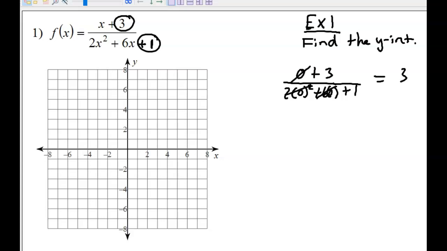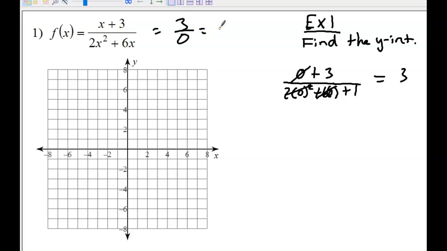Now, let's back it up a little bit, though. Let's say, and you don't need to write this if you don't want to, but let's just say I had this instead, if I didn't have that +1. If I didn't have the +1 on the bottom, instead of being 3 over 1, it would be 3 over what? It would be 3 over 0, right? Because you're plugging in 0, and all that's left on the bottom is 0.